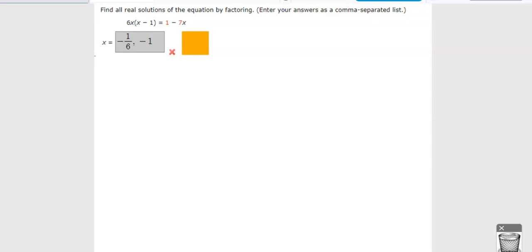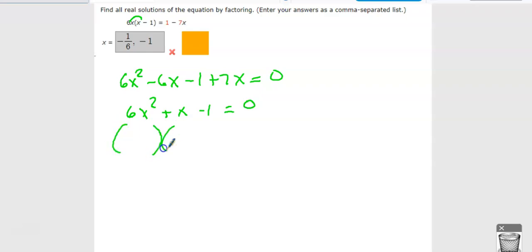All right, on this problem right here, I'm not sure where your mistakes are. You can always send me your work too. I can check to see where your mistake is. But here you have 6x squared, just using the distributive property. And then you have minus 1, add 7x equals 0. So 6x squared plus x minus 1. And then you just have to factor it.